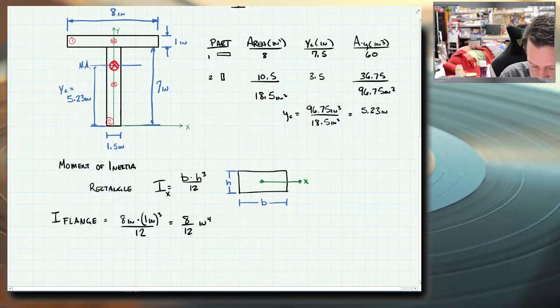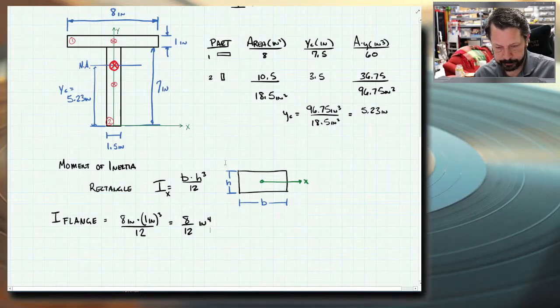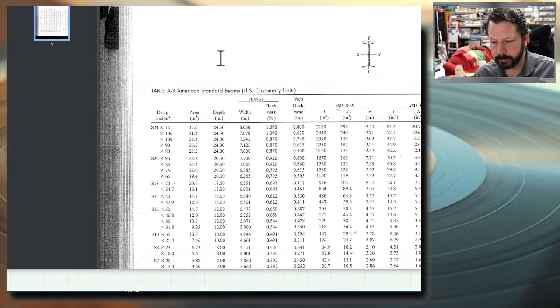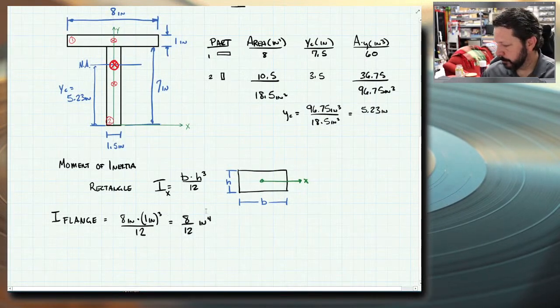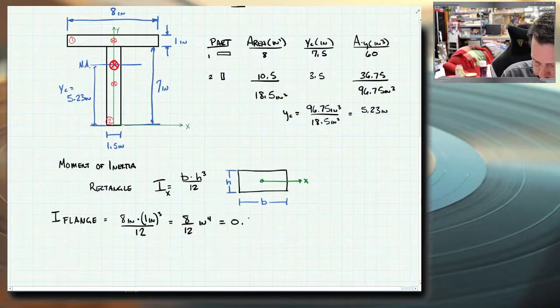The units end up to be inches to the fourth, and I don't know if you noticed that in these other charts, but moment of inertia was inches to the fourth. Okay. Now that's a relatively small number: 0.67 inches to the fourth.